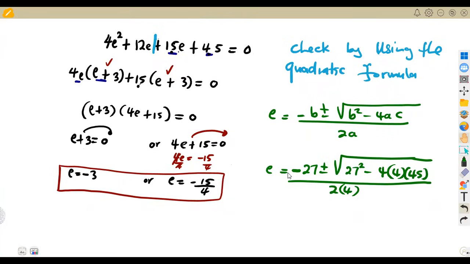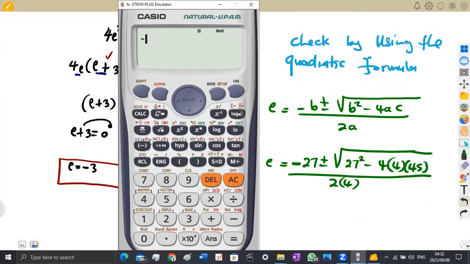All right, so let us plug in our values on our calculator. Okay, we need a fraction here. So there is negative 27. All right, where's my fraction? Get the fraction first. All right, okay. So that's negative 27 plus, we are going to start with a plus in this case. So we are going to have plus the square root of 27 squared minus 4 times 4 times 45, like this. Everything over 2 times 4. Okay, which gives us negative 3.